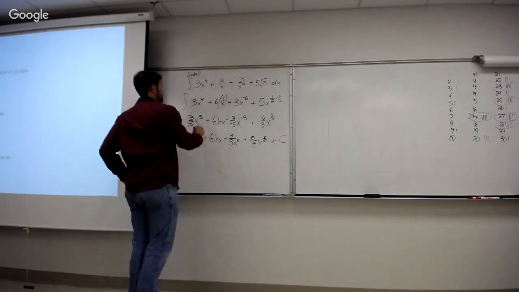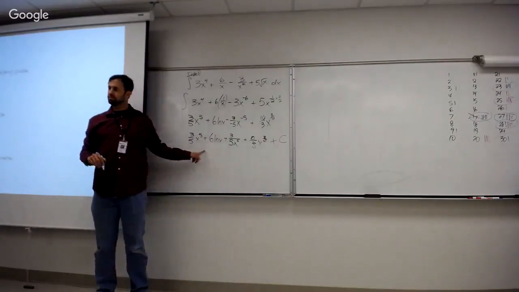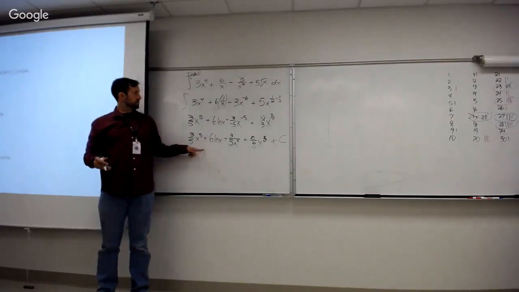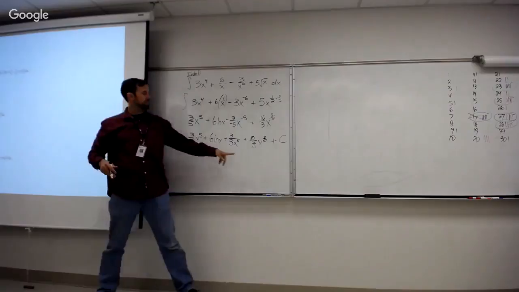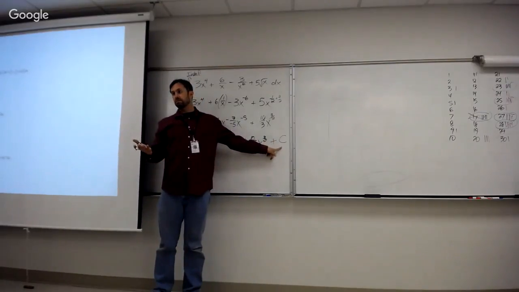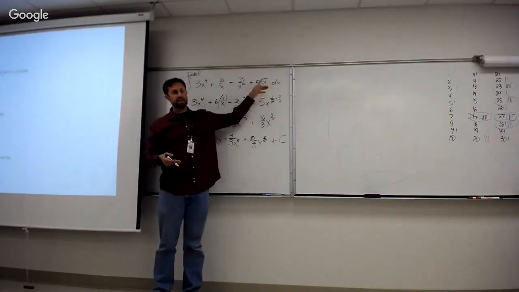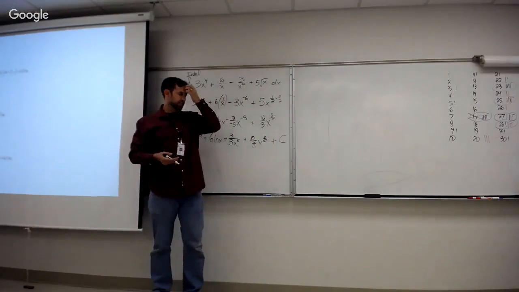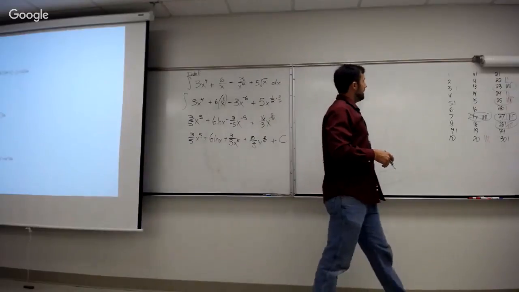Because remember, how do we even know that this is correct? What would you do? You take the derivative and make sure you get this back. And what happens when you take the derivative of a number? It's equal to 0, and so it goes away. And that's why the c is necessary, because you're not sure what the c value is.